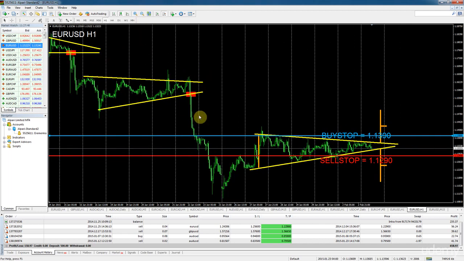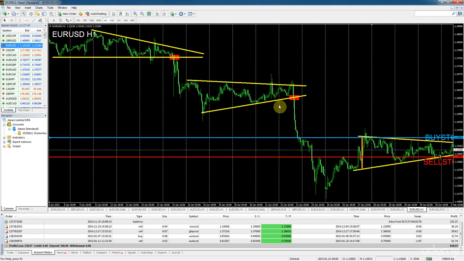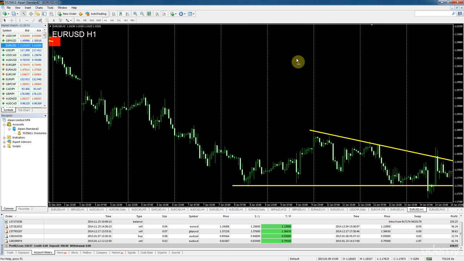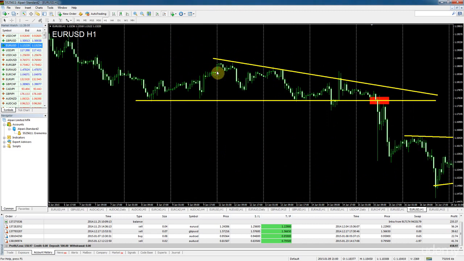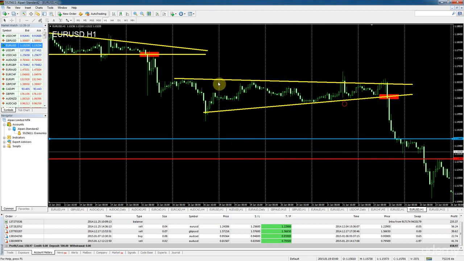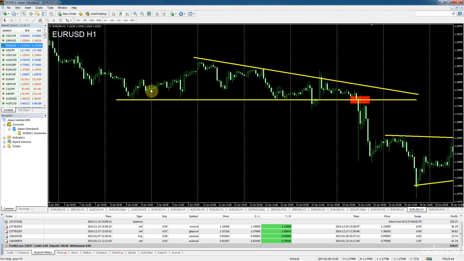So I'll zoom out a bit, and if we go back, you'll see here is another triangle that occurred previously. This was in January earlier this year, and as you can see, the price was in a triangle for several days, and then it burst out downwards. I marked it with a red line here where the burst occurred. So that's that triangle over here. Then previously, before that, there was another triangle. Once again, the price was in a triangle for a while, and then it burst down.